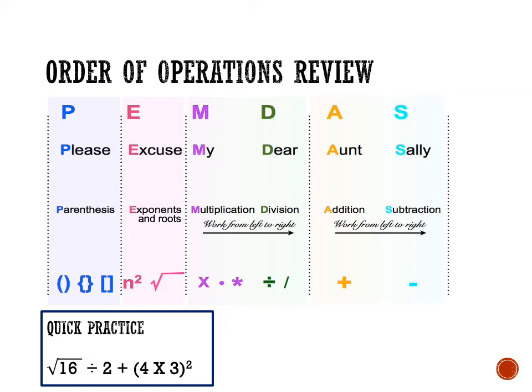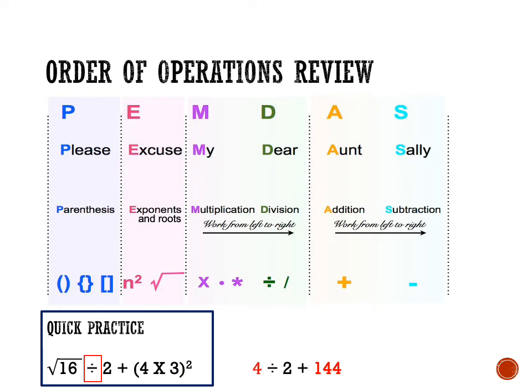All right, so I'm going to walk through how to solve this. Again, we're following the order of operations. So we're going to start with what's in the parentheses, 4 times 3, and that's going to give us 12. Our next step is to go to the exponents and roots. I have a square root of 16, which is 4, and then I have the exponent to the right of the parentheses. So when I'm squaring something or taking something to the second power, I'm going to multiply that number by itself. So 12 times 12 is 144.